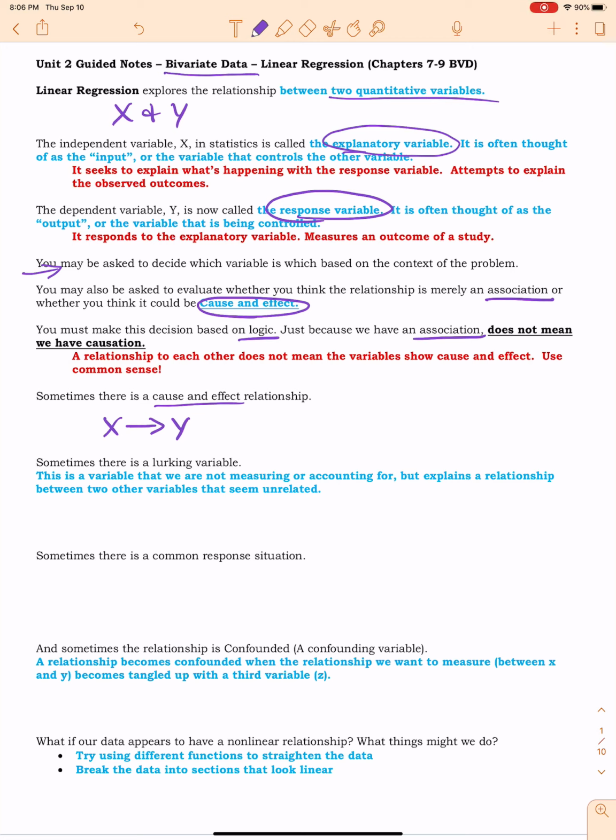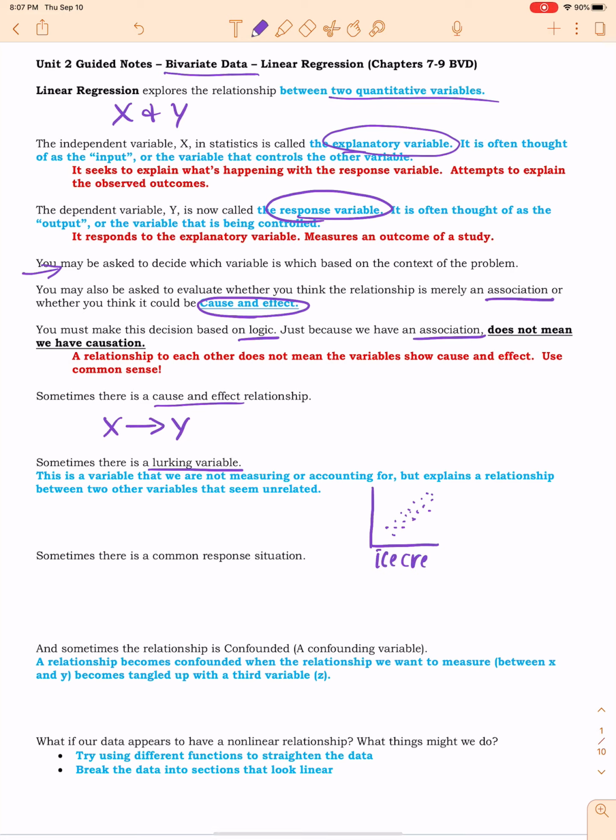So a cause and effect relationship means that the variable x is directly acting on y and y is responding to it. But sometimes you can see a relationship between x and y, and it could be caused by a lurking variable. And this is something that we're not accounting for. So what's an example, Ms. Griggs? Well, here's an example. Let's say you've got a scatter plot here. And this is roughly a linear relationship. They're all trending together in the positive direction. As x increases, y increases.